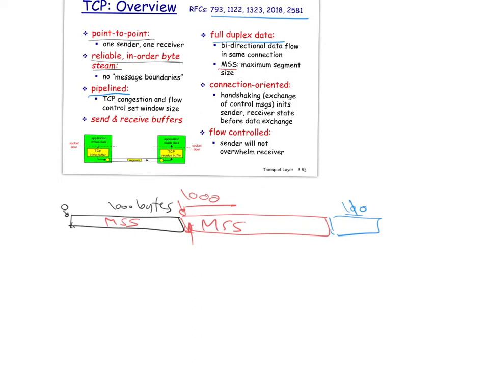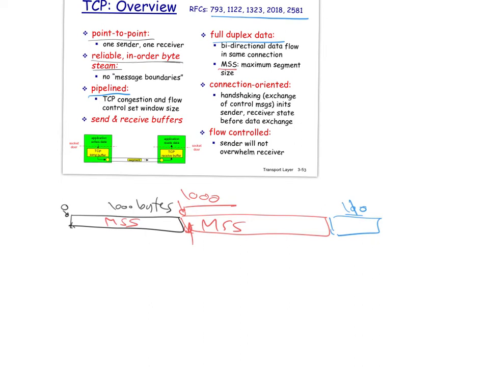Can someone tell us the difference between the two? Does anyone remember? What is the difference between flow control and congestion control? What was it about, not overwhelming the receiver? Yes. Right, well done.